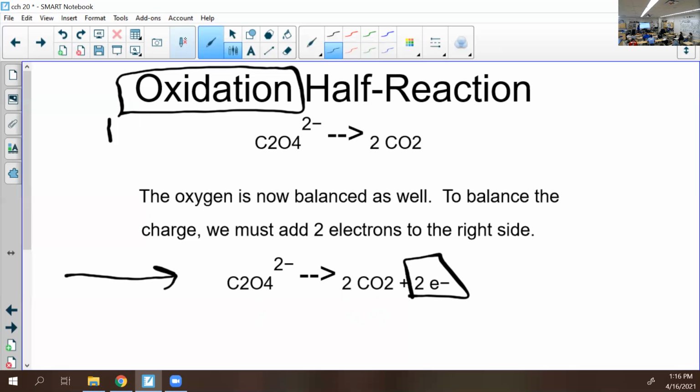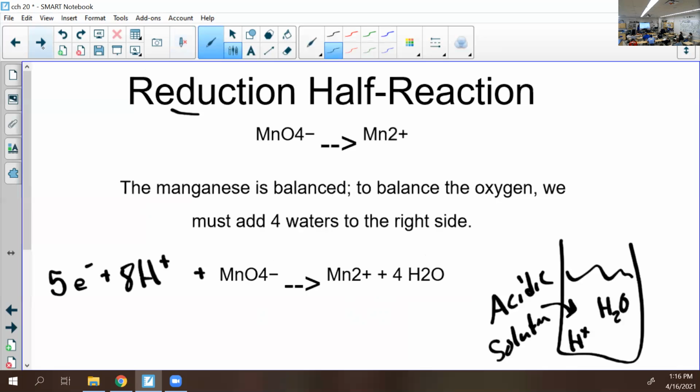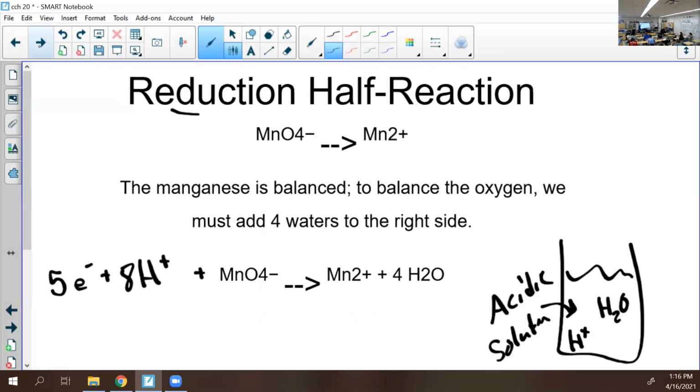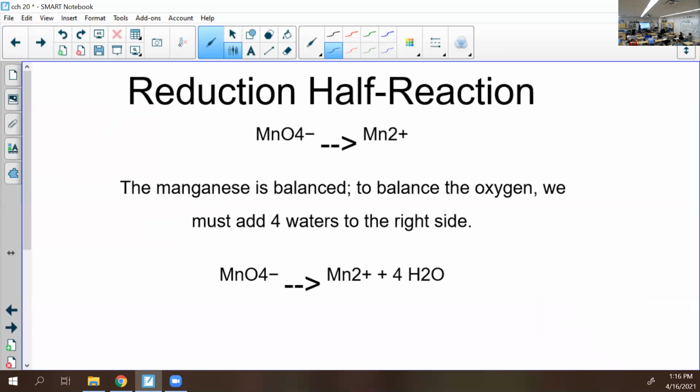Okay, yep. All right, now next. This is balanced. It's balanced by mass and it's balanced by charge. So that's just half. That's the oxidation reaction. Next, we'll get rid of it.